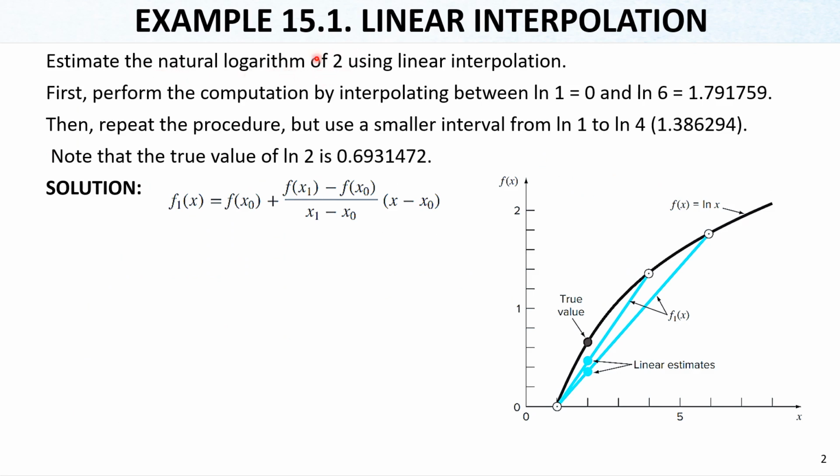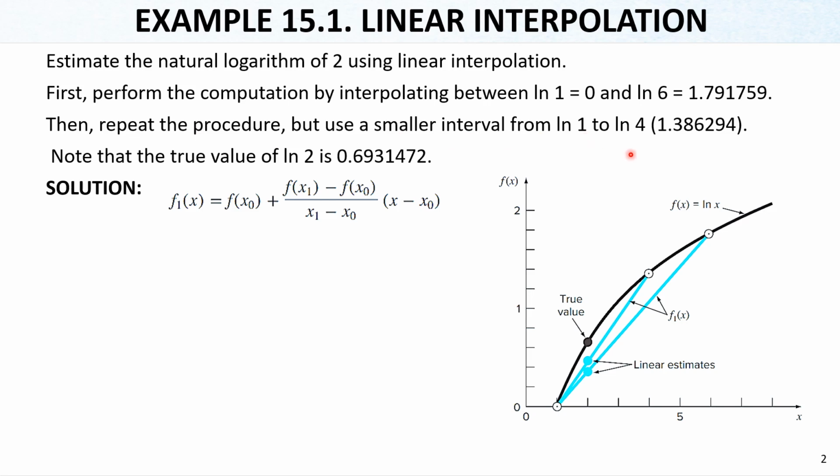Here we have example 15.1 for linear interpolation, and we will estimate the function value when we use the natural logarithm for the input of 2 using linear interpolation. For linear interpolation we need 2 data points, and for this data we use the ln function, or natural logarithm, for input of 1, which is 0, and also input of 6, which is 1.79. So we have these data: for x equals 1, f(x) is 0, and for x equals 6, f(x) is 1.79.